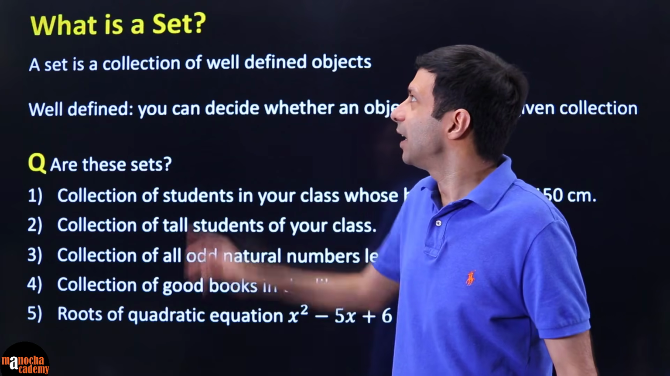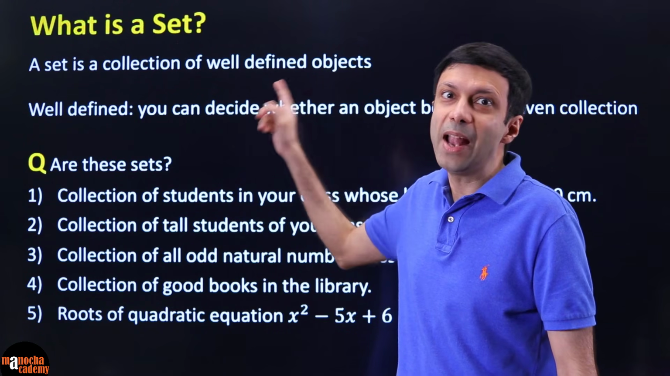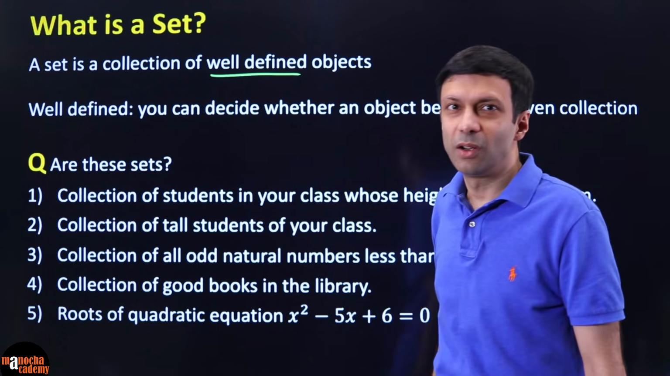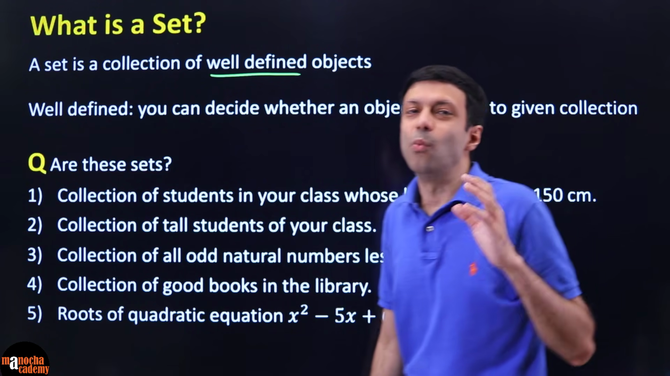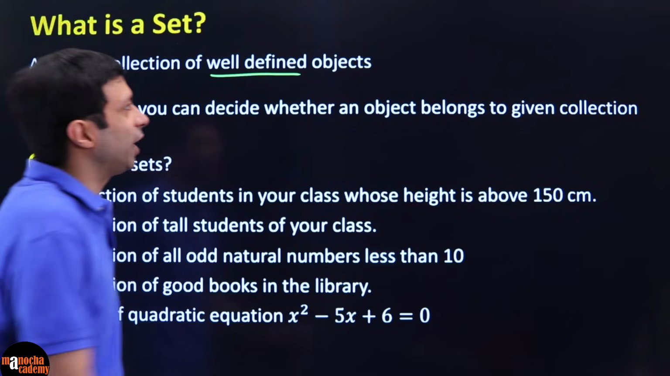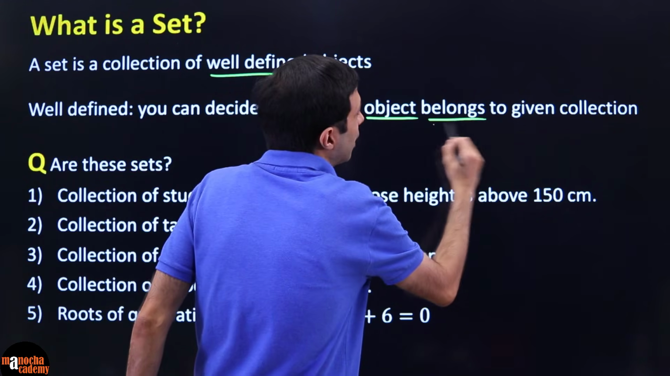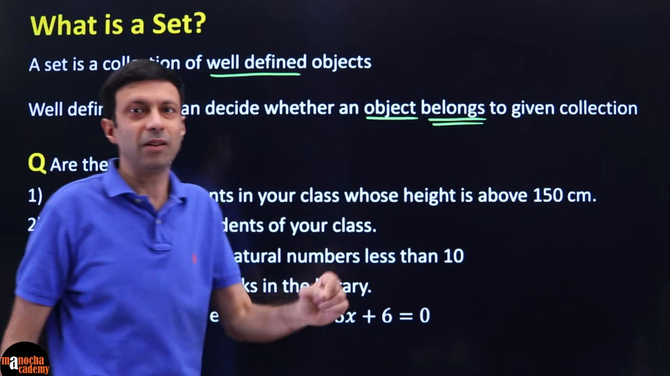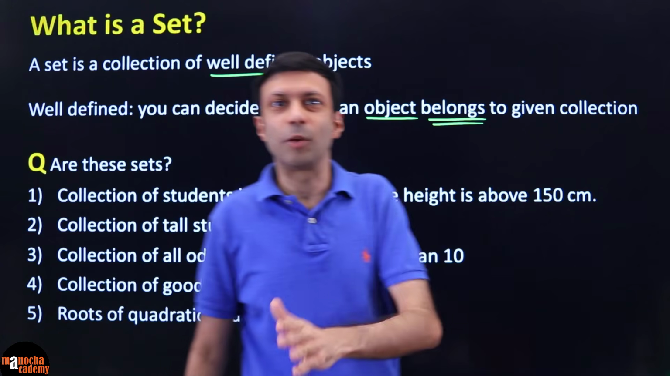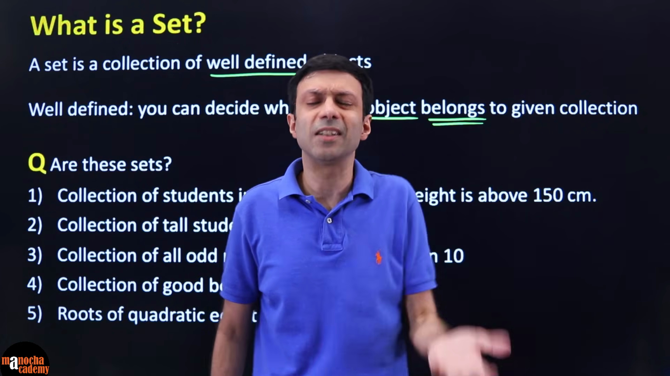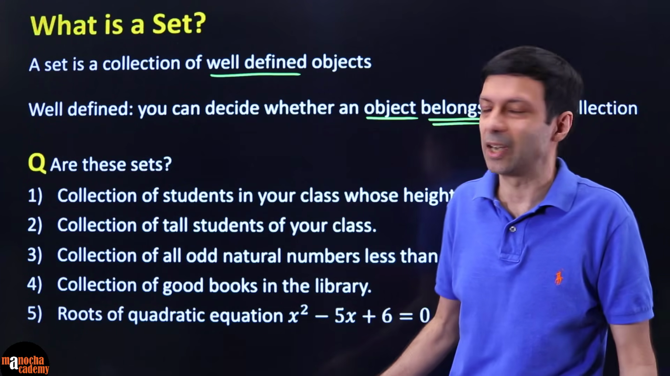A set is defined as a collection of well-defined objects. Note the term here, well-defined. Now what does well-defined mean? Well-defined means that you can decide whether an object belongs to the collection that you're talking about or not. So you can say with surety that this object is part of my set or not part of my set. So let's understand this definition with some very simple examples.